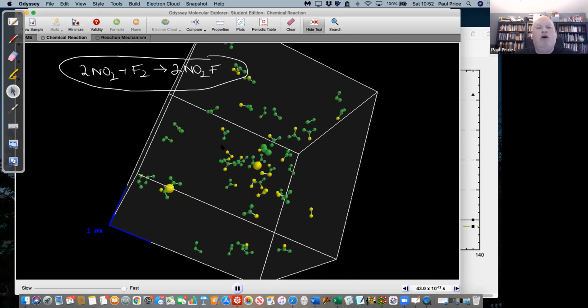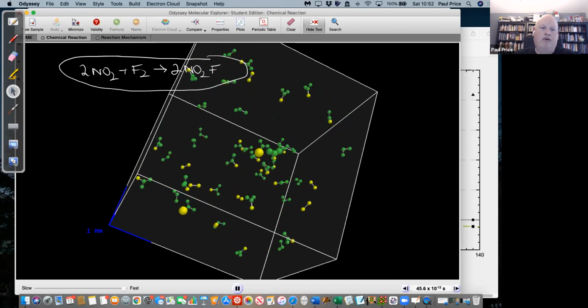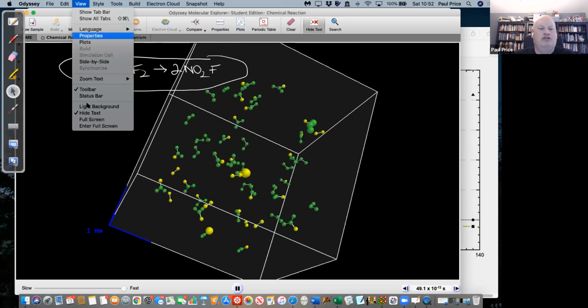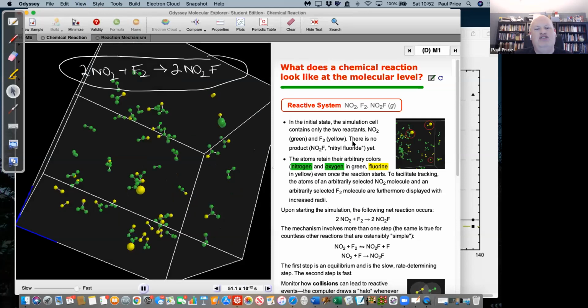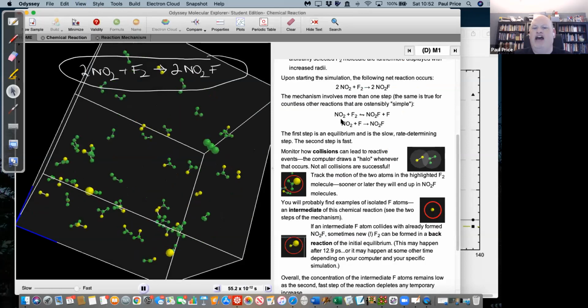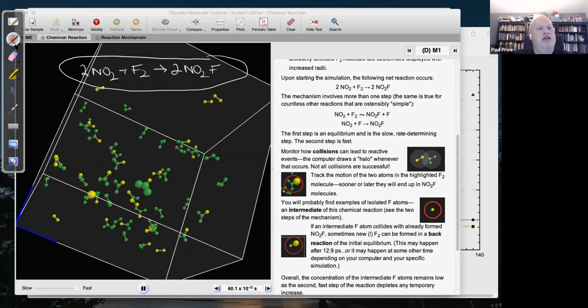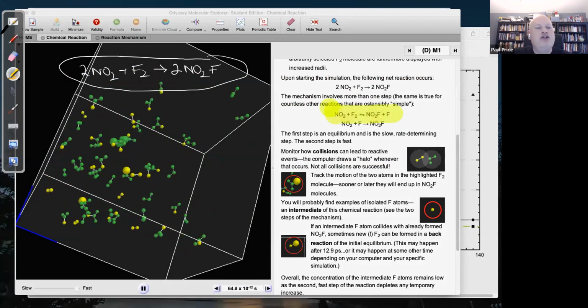Okay. Well, F itself is called an intermediate. And the thing we have to recognize, when we're looking at a chemical reaction, I'm going to bring the text back. When we're looking at the chemical reaction, this chemical reaction actually occurs in 2 steps. In the first step, what happens is an NO2 collides with an F2, and I'm looking right here. Let me highlight it. An NO2 collides with an F2 to make an NO2F and an F.